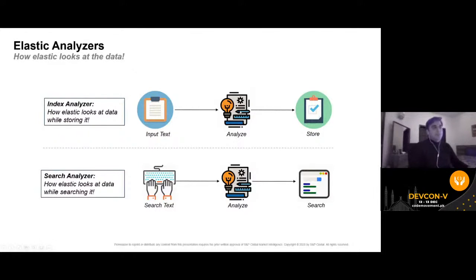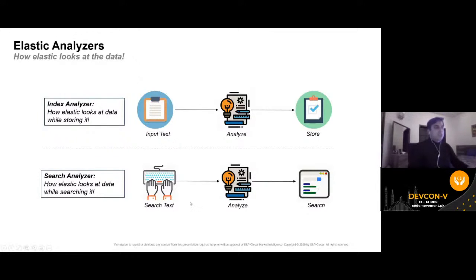Essentially, there are two types of analyzers in Elastic: index analyzers and search analyzers. Technically, there is no difference. Index analyzers and search analyzers are technically exactly the same. They are defined exactly the same way. The only difference is where they are placed. Index analyzers are placed when you are trying to store data in Elastic, and search analyzers are placed when you are trying to search data from Elastic, I mean, the data which is already stored in Elastic.